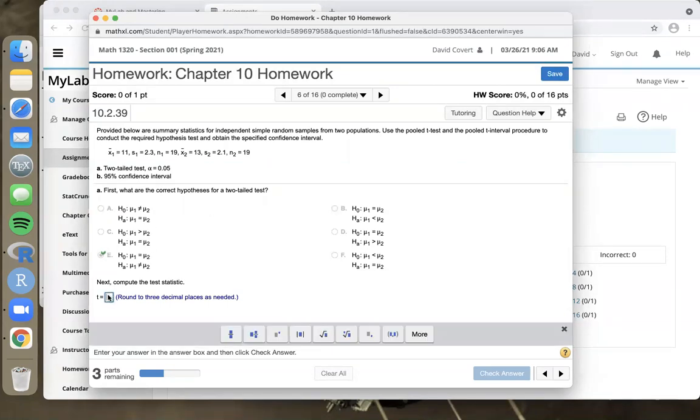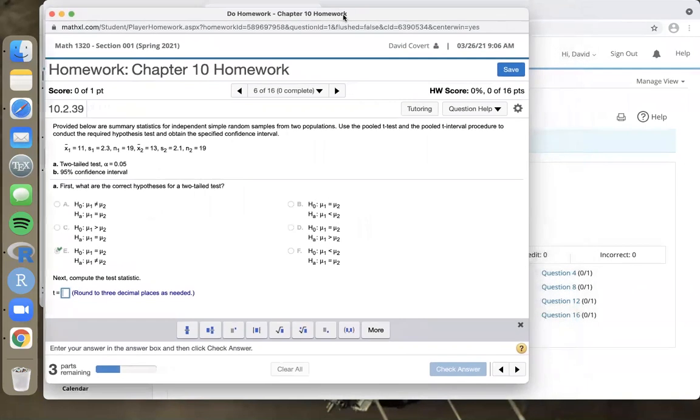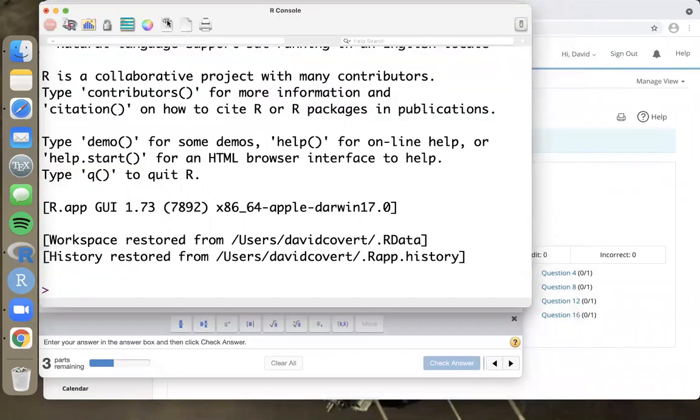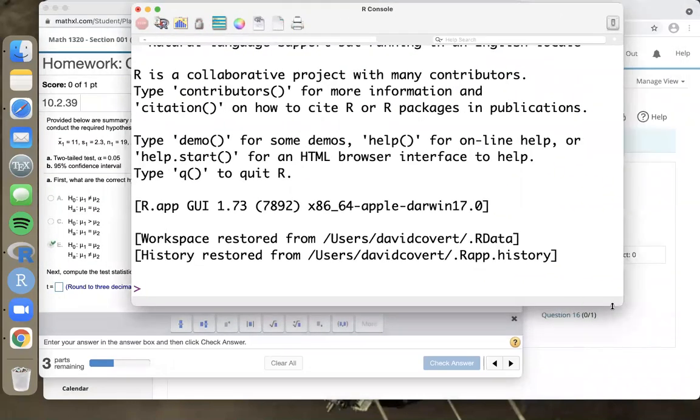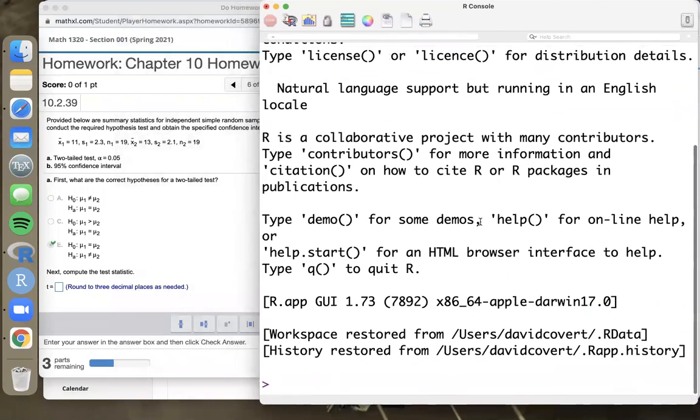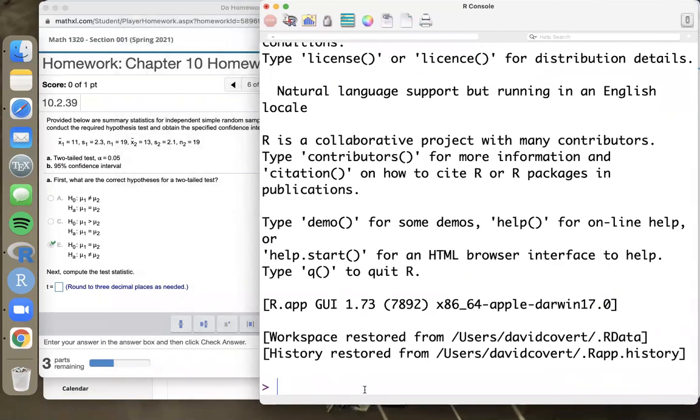The next thing we need to do is to compute the test statistic. And there's formulas for this. But what I like to do with R is the following. So let me show you in R. If I were to just have two data sets, then everything would be fine. And you could use R very nicely.